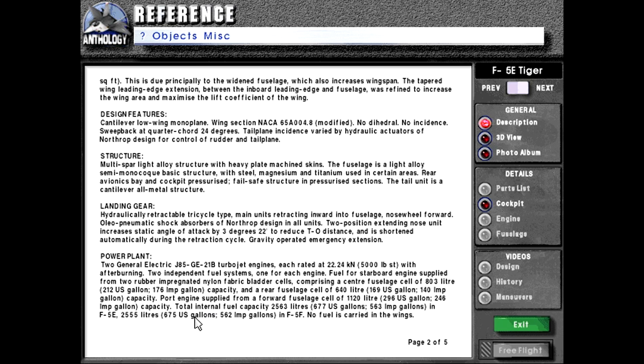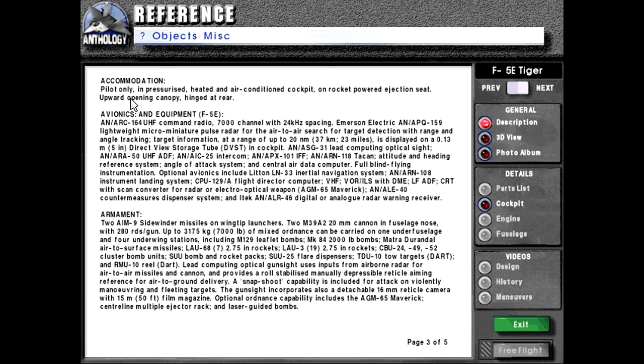Oh, they just have one cell. Okay. Total internal fuel capacity, 2,563 liters, or 677 U.S. gallons, or 563 imperial gallons in F-5E, 2,555 liters, or 675 U.S. gallons, or 562 imperial gallons in F-5F. No fuel is carried in the wings. Accommodation: pilot only in pressurized, heated, and air-conditioned cockpit on rocket-powered ejection seat. Upward opening canopy hinged at rear.